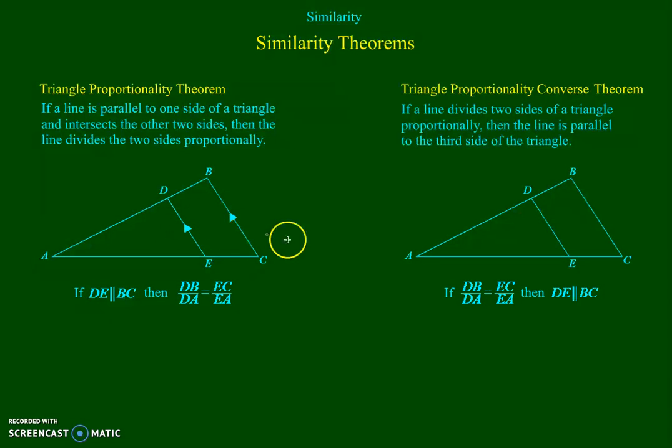The converse of this theorem states that if a line divides two sides of a triangle proportionally, then the line is parallel to the third side of the triangle. So this goes in the opposite direction. If this line divides these two sides proportionally, then these two triangles must be similar polygons.